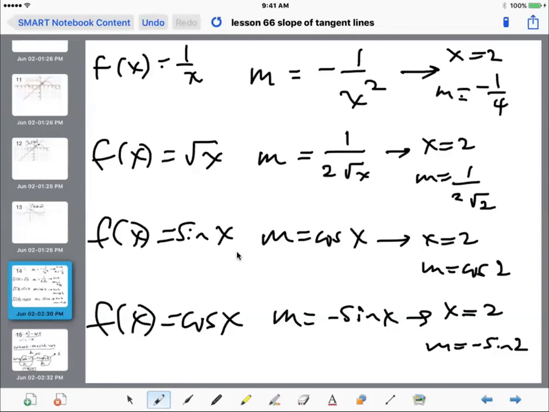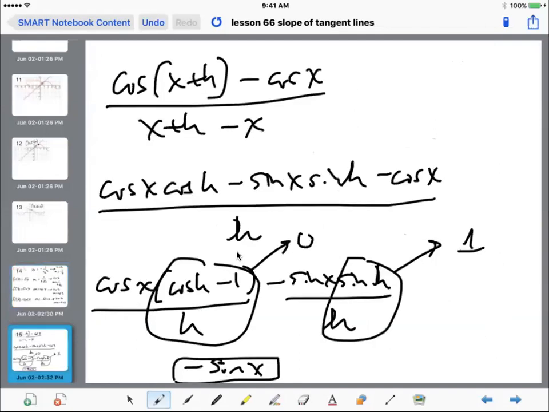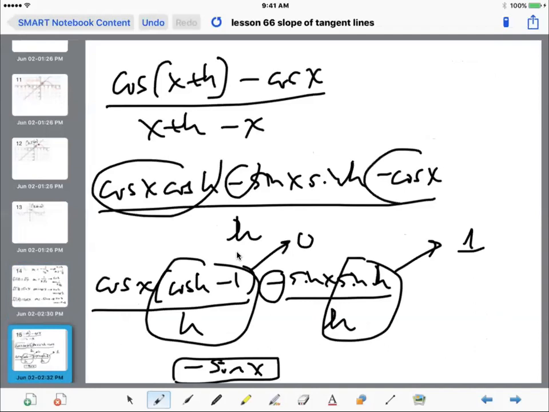I'll show you the work for that one. So for the cosine, you would need the cosine sum formula. And then the cosine sum formula actually has a minus here. It ends up becoming this minus here. These 2 terms get combined, and you factor out the cosine x, and you end up with this thing. That's something we memorized yesterday, cosine x minus 1 over x. Well, it doesn't matter what you call the variable, so it's the same thing. That one goes down to 0 as h goes to 0, whereas this one goes to 1.